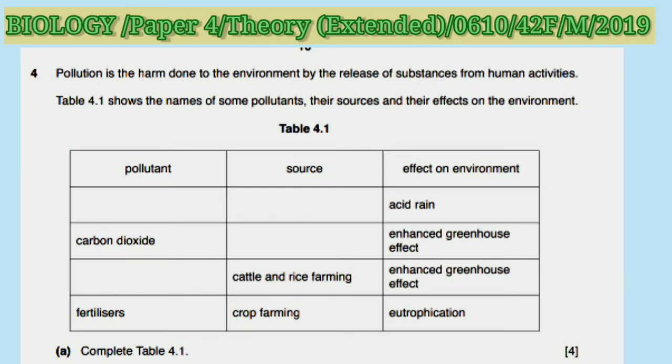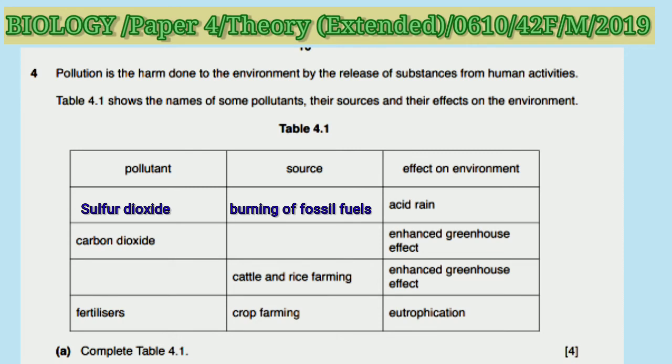Question 4. Pollution is the harm done to the environment by the release of substances from human activities. Table 4.1 shows names of some pollutants, their sources, and their effects on the environment. Complete Table 4.1. In the first row, we have the effect on the environment, acid rain, and we have to name the pollutant and source. So the pollutant is sulfur dioxide and the source is burning of fossil fuels.